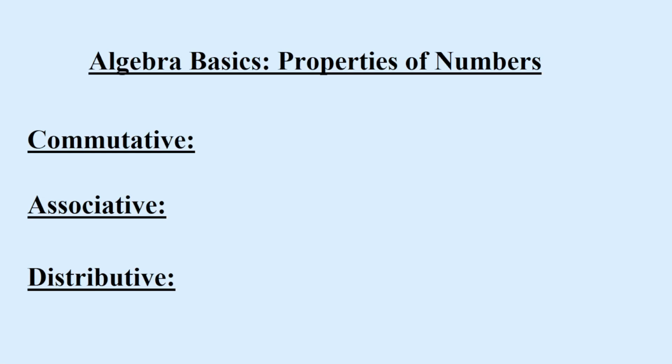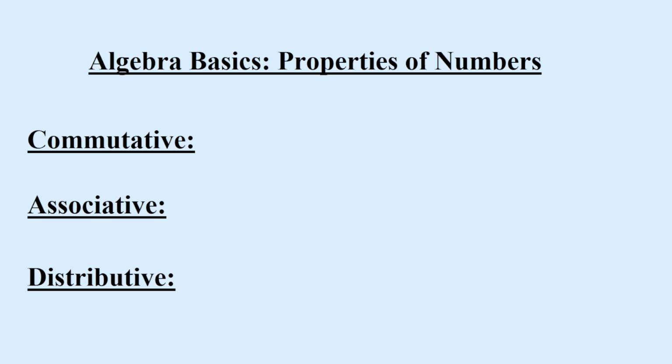Let's learn some math. So we talked about types of numbers in the last video, and in this video we're going to talk about properties of numbers. So we have the three properties right here: commutative, associative, and distributive, and we'll go through them right now.